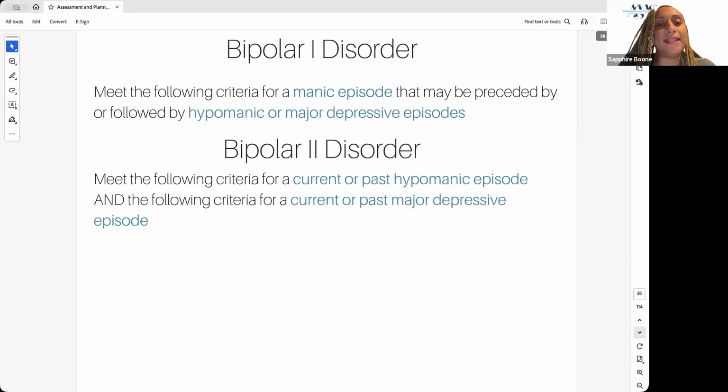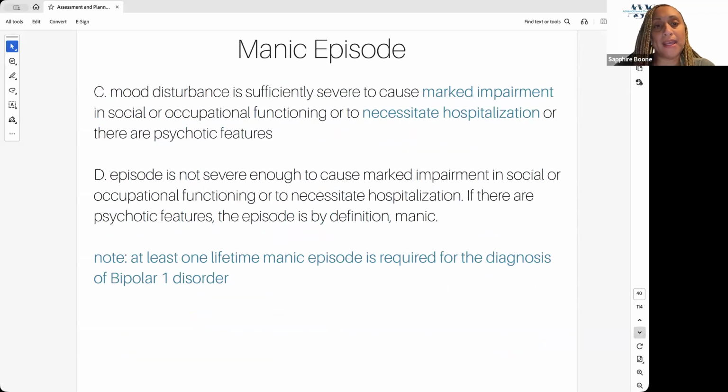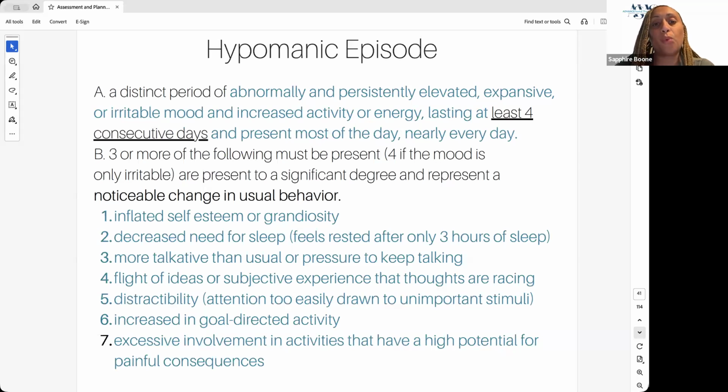So when we look at this, I'm just going to skip past just so we can see. Manic episode and hypomanic episode have the same exact 7 symptoms. However, manic episode has to last at least 1 week, okay? Whereas hypomanic lasts at least 4 days.